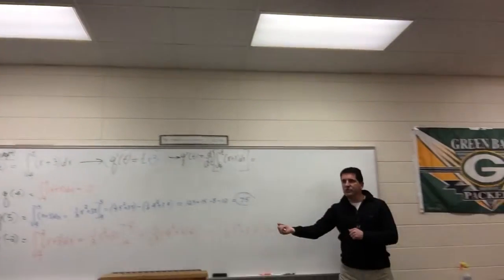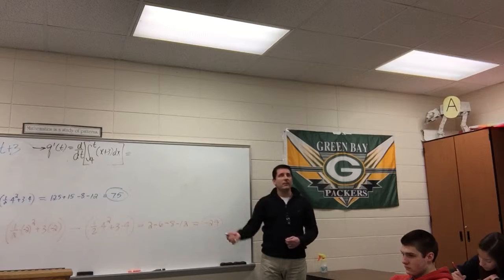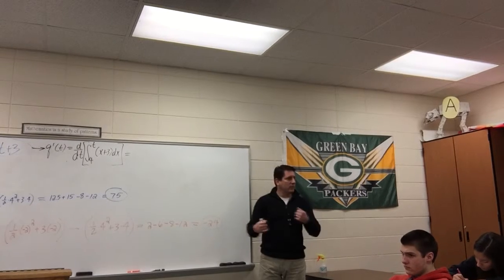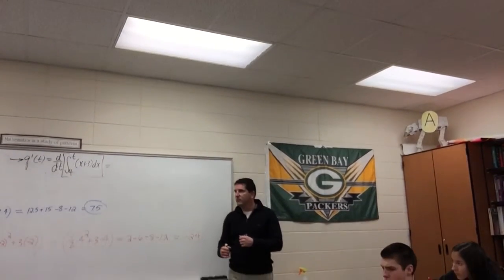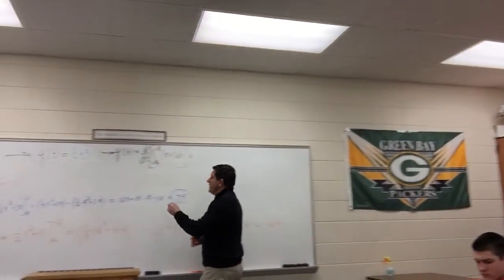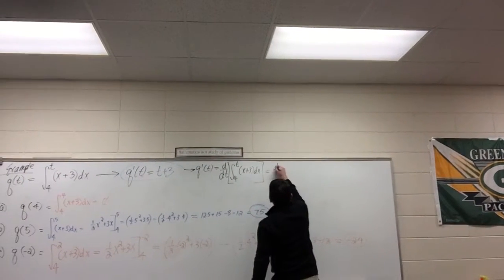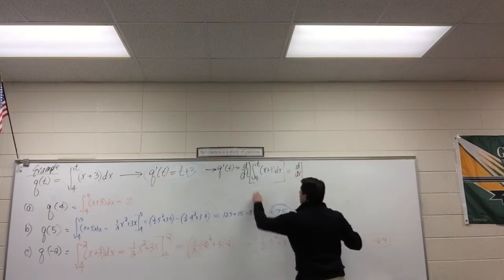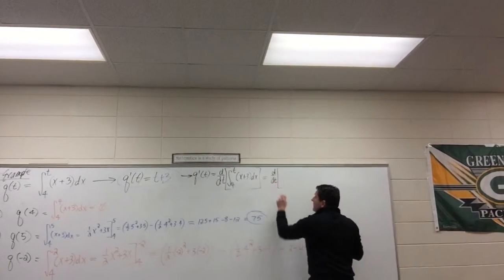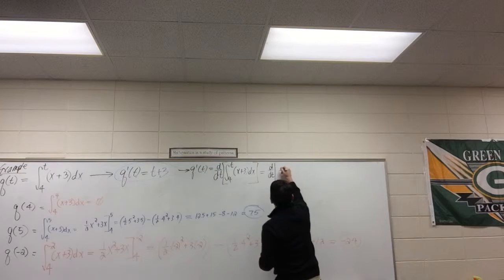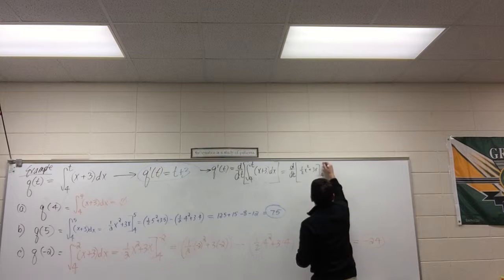Integration and anti-differentiation, integration and differentiation are inverses of each other. That's why we end up with the same thing we started with. Okay? But the variables change, and this is why they change. If you do this, I'm going to leave out the derivative until I'm done. Okay? So this becomes 1/2 x squared plus 3x evaluated from 4 to t.